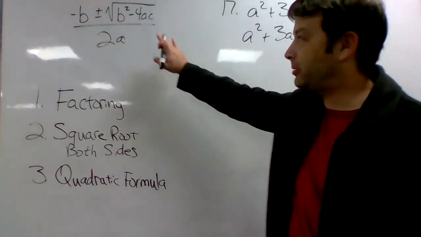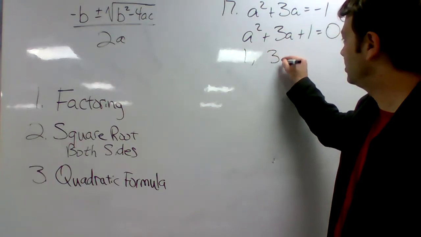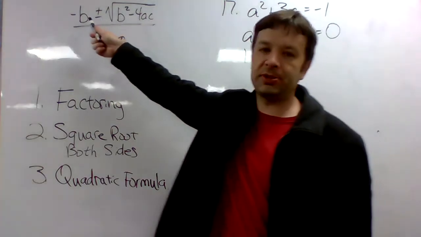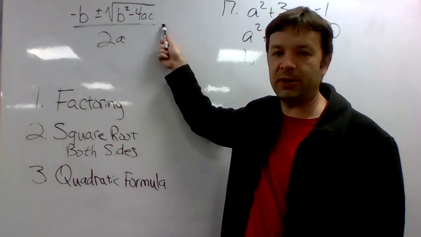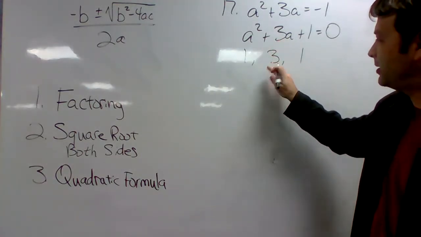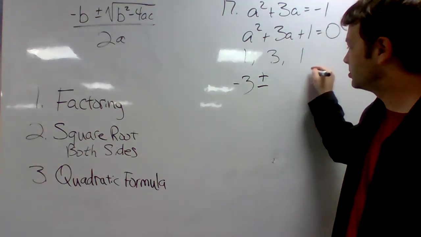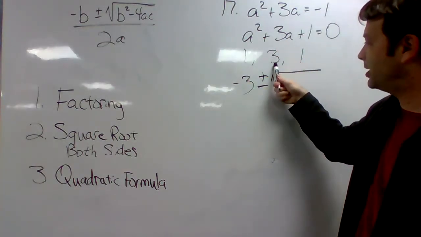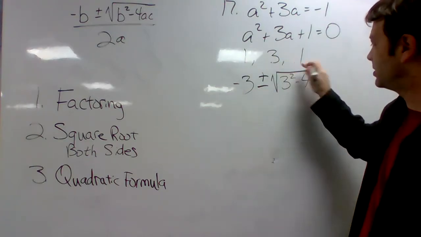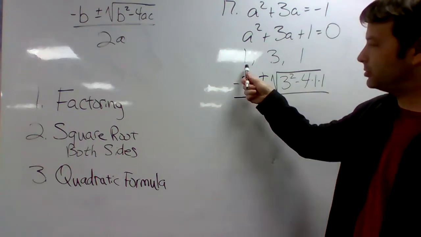So here we go, negative b. So what's our a, b, and c? 1, 3, 1. So negative b, I'm reading off of this as we go, okay? That's quadratic formula. Negative b would be negative 3 plus or minus square root of b squared minus 4 times a times c over 2 times a.